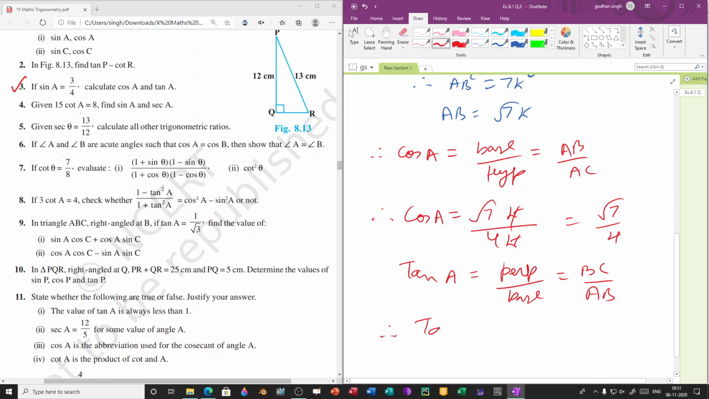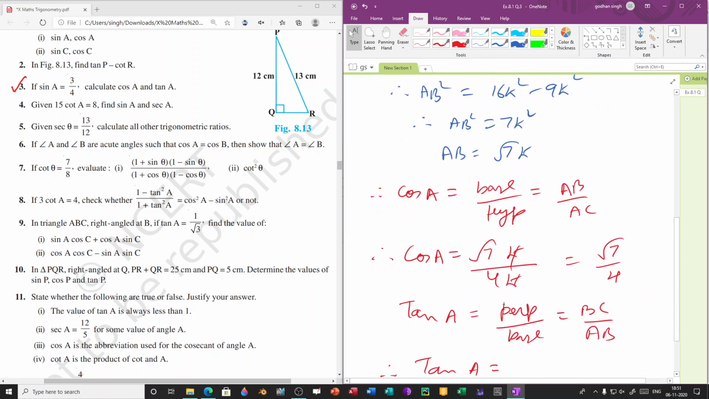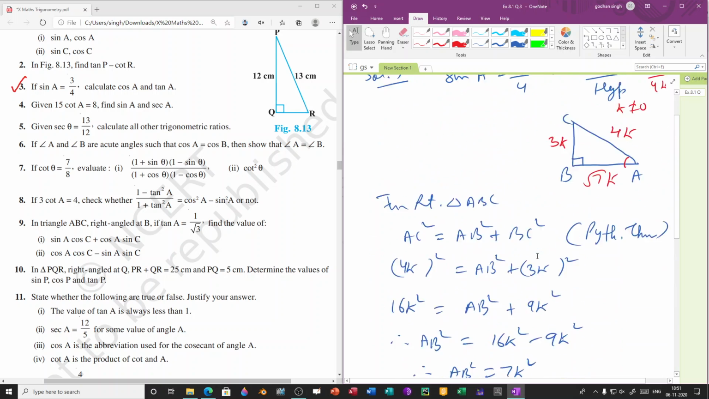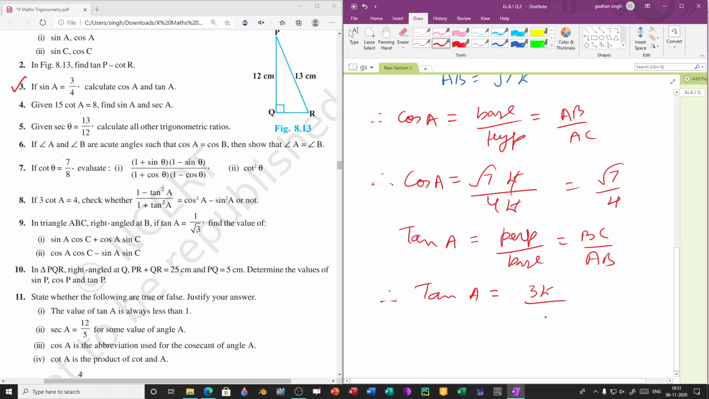Therefore, tan A equal to, now we'll write the value of BC. So what is the value of BC? BC is 3k. So equal to 3k over, and what is AB? AB is root 7k. So root 7k, k is not to be written inside the root, and k cancels, so equal to 3 by root 7. So this is the answer of question number 3. So with this, question number 3 is complete.